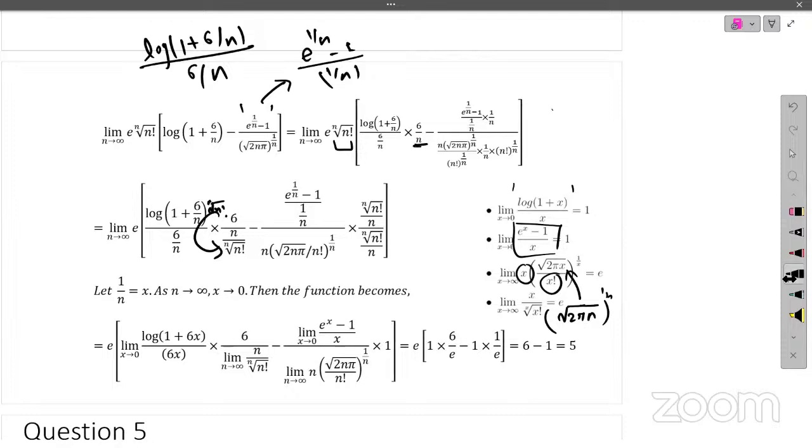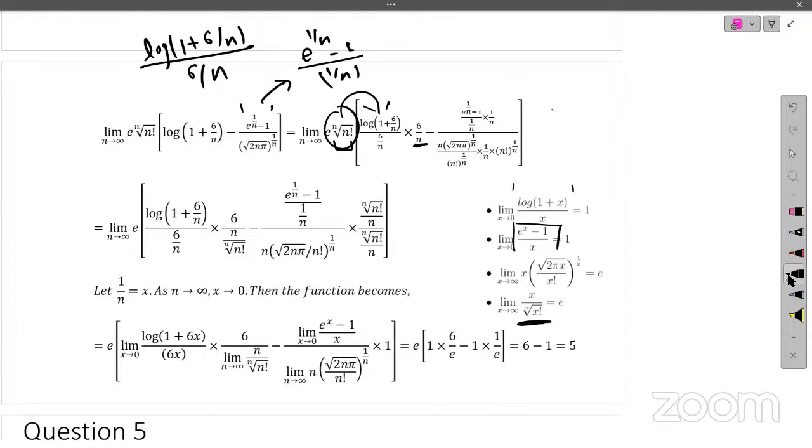So we can take n upon nth root of n factorial, because we have this particular limit, which says x by x-th root of x factorial. So what we did, we just took this factor inside our bracket and moved it into the denominator. So it will become n upon nth root of n factorial.